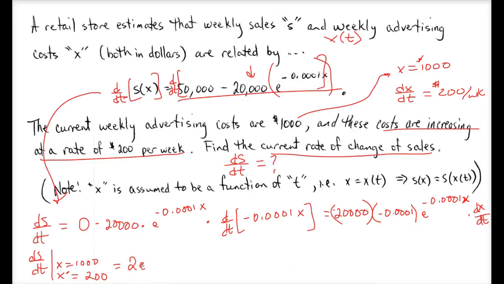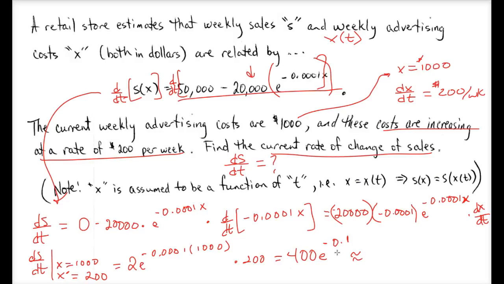That'll be e raised to the 0.0001, and then you put in 1,000 for x, times dx over dt is 200. And so then from there, 200 times 2 is 400. And it'll be e raised to the 0.1, because 1,000 times 1/10,000th is just 100 divided by 10,000, which is just 0.1.